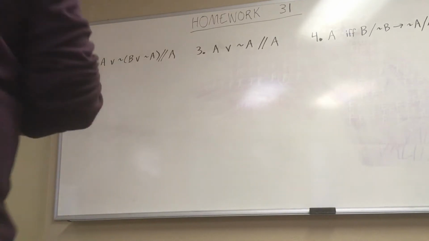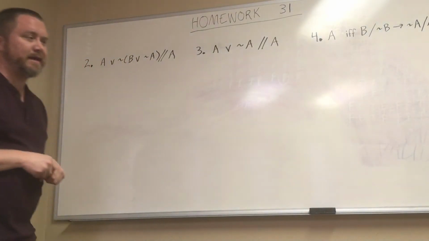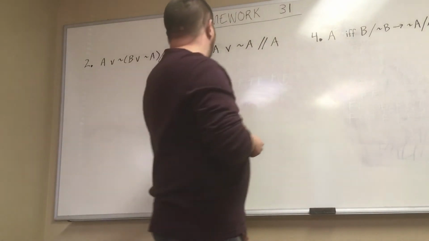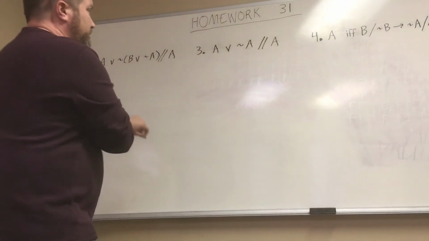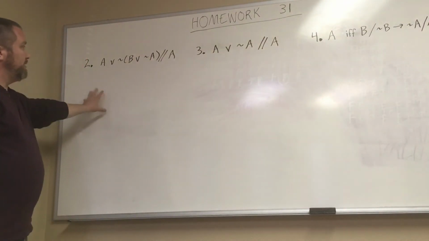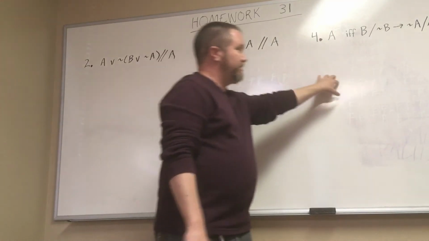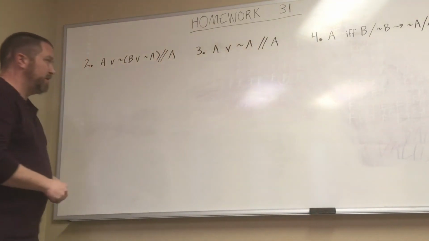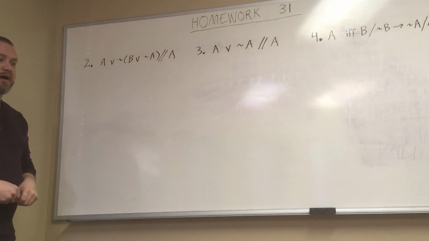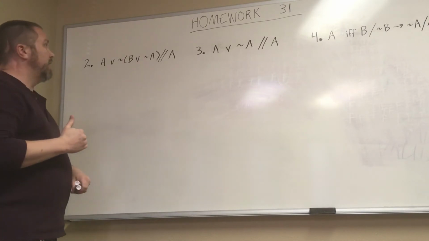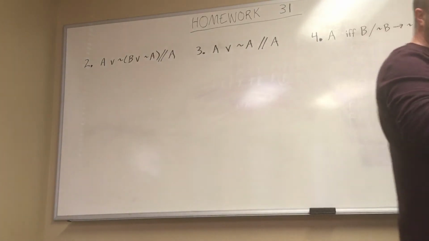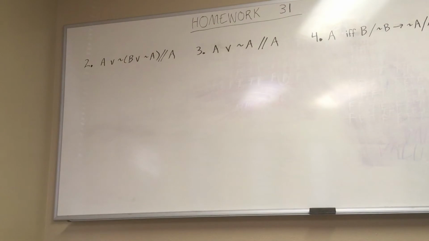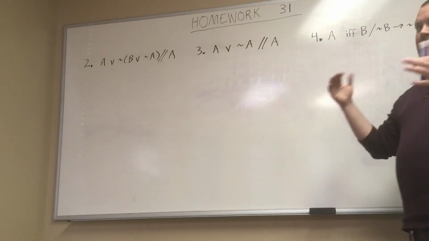Okay, so we're moving on to homework number 31. I've got a few examples that I'm going to do, actually 2, 3, and 4, which are fairly simple ones, but they show a pretty good range of results. In this homework, as opposed to the last homework where we were doing full truth tables, we're doing the indirect method, which is basically just abbreviating it so we don't have to do the entire truth tables.